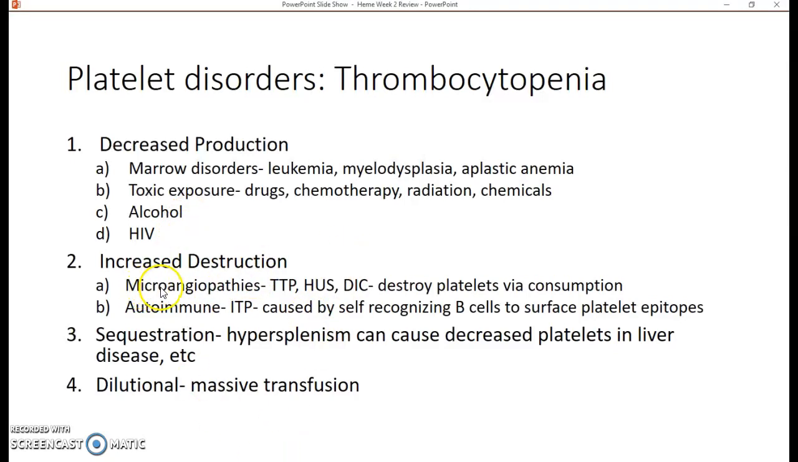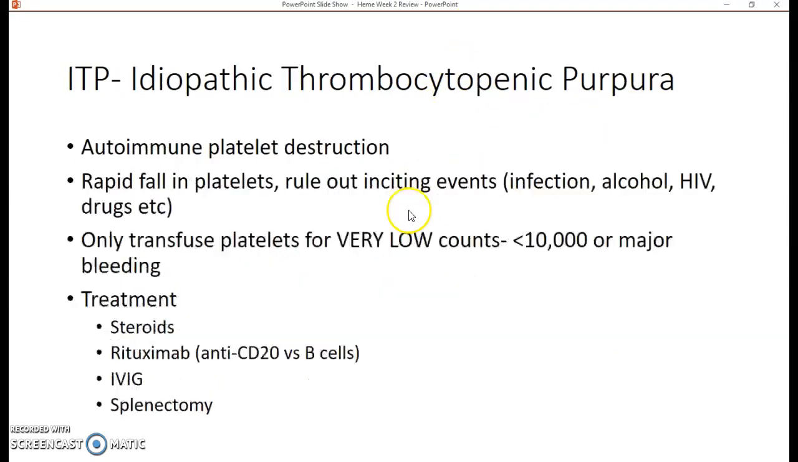Destruction, so remember, platelet consumption in microangiopathies can be really dangerous, because TTP and DIC especially can be devastating diseases. So you're definitely going to want to be concerned with that. Autoimmune, we're going to talk about ITP, but HIT would also fall under this increased destruction category.